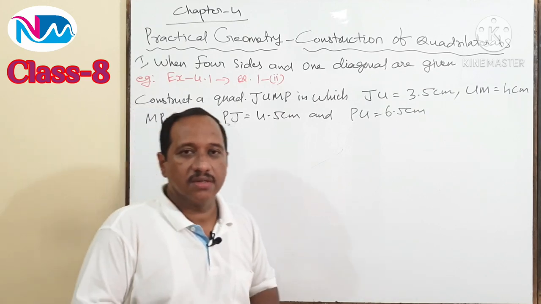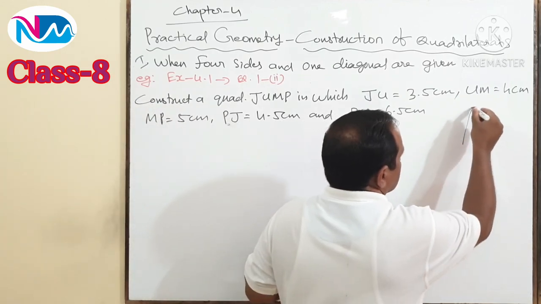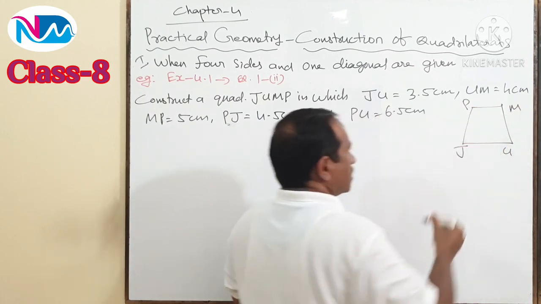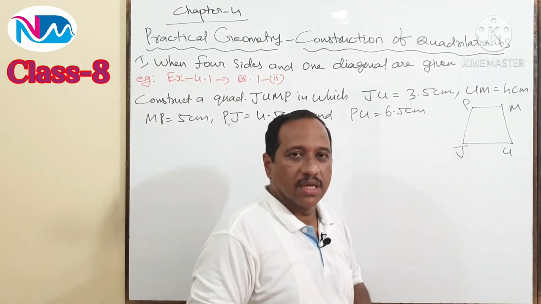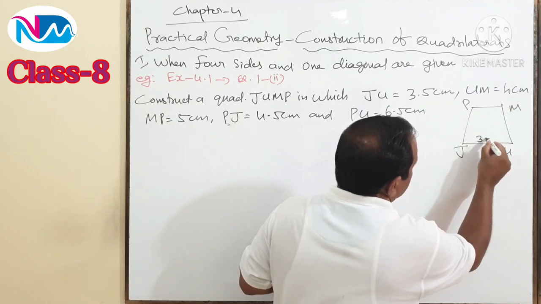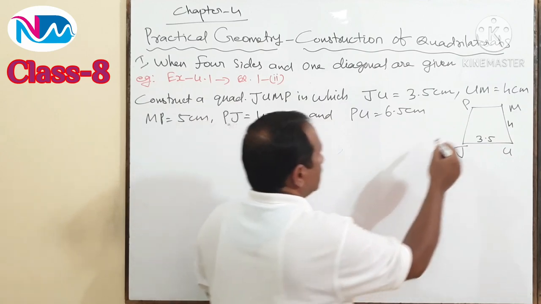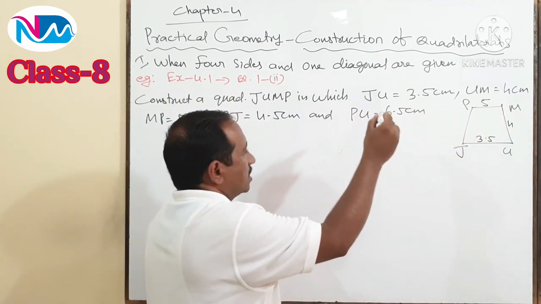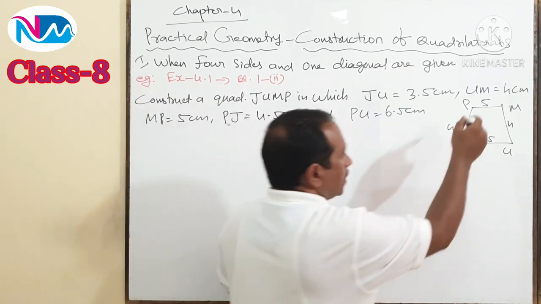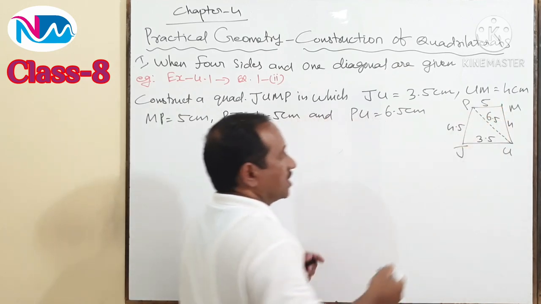Before we go to the construction, let us consider a rough figure for this. This is the quadrilateral JUMP. Here we can mark the measures. JU is equal to 3.5, UM is equal to 4, MP is equal to 5, PJ is equal to 4.5 and PU. PU means here it is the diagonal which is 6.5.